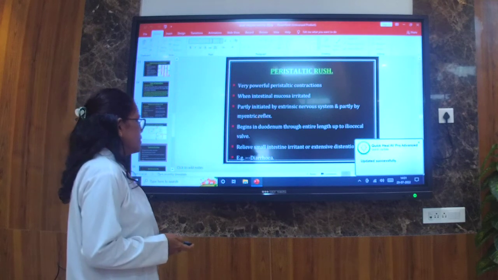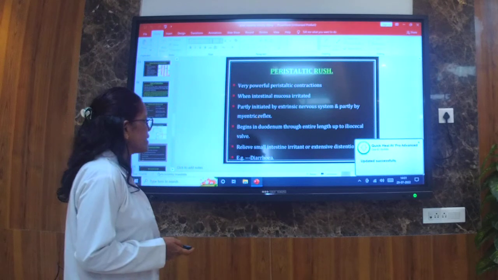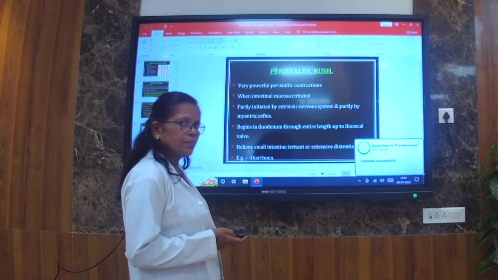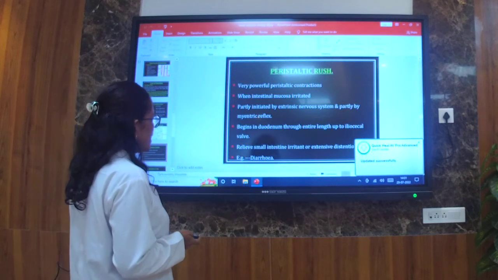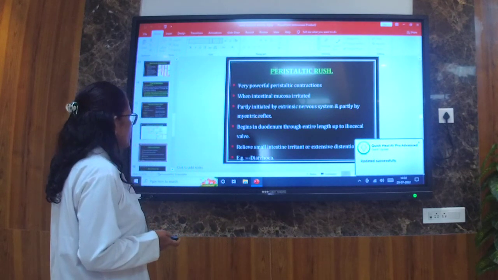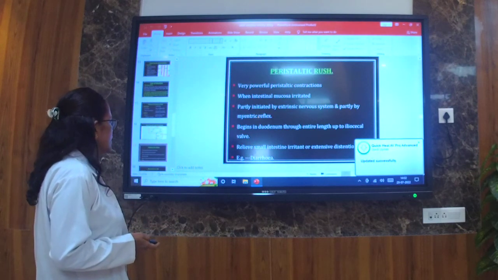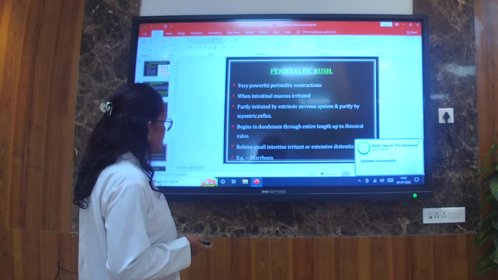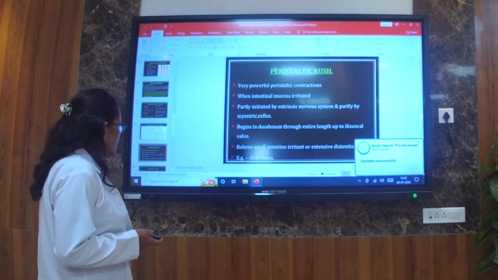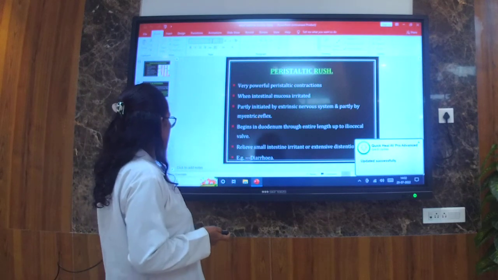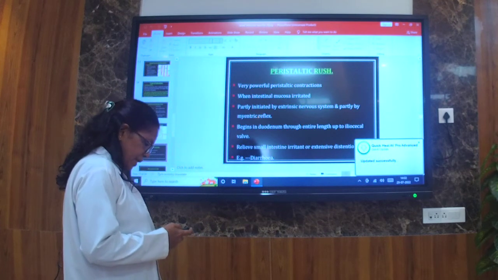This peristaltic rush mainly begins in the duodenum and goes through the entire length up to the ileocecal valve. And this peristaltic rush relieves the small intestine of irritants or extensive distension, for example in diarrhea, or any bacterial flora.